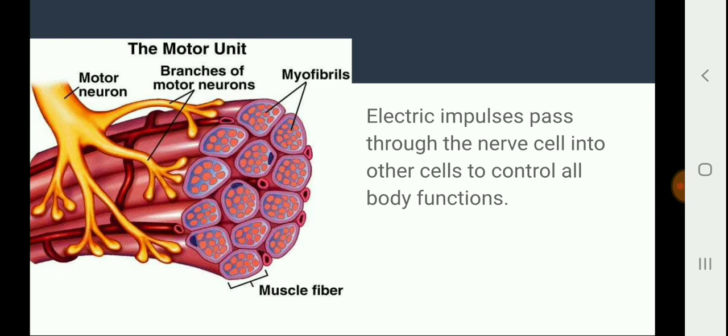So that signal comes from your frontal lobe. You have decided to move that muscle.